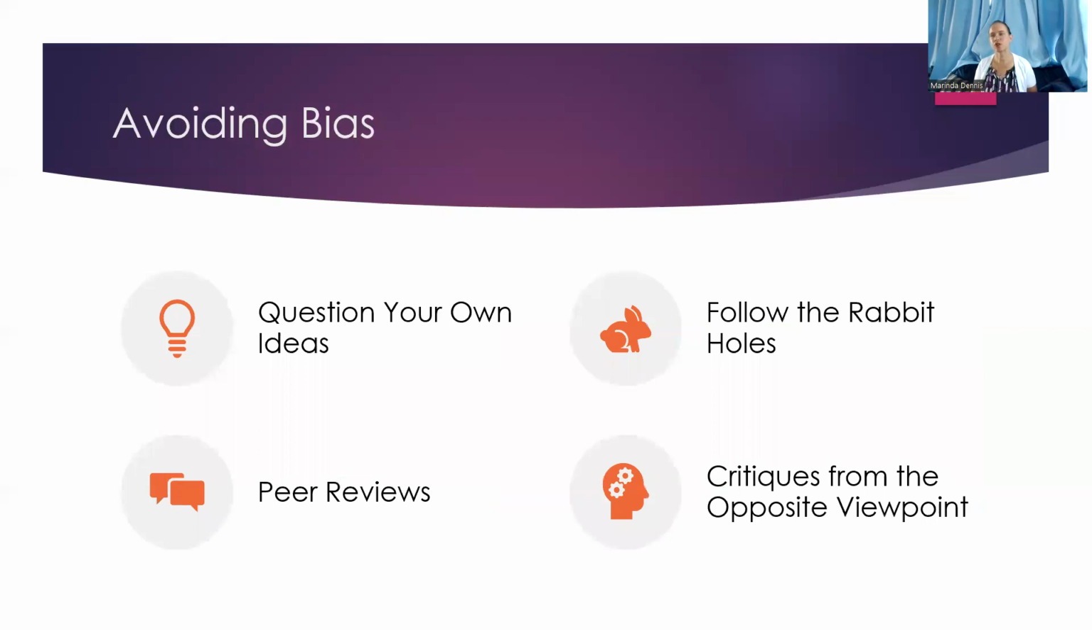Which leads us to how you can avoid bias in your own writing. You want to use the same tools and techniques. You want to ask questions of your own ideas and follow the rabbit holes. There's one drawback to this method. You are already biased on your topic. After all, you already have a personalized viewpoint on the subject. So then, how do we get around this bias?